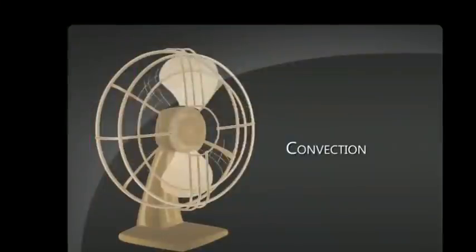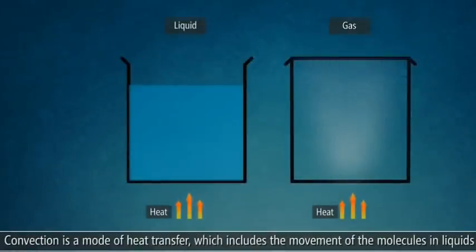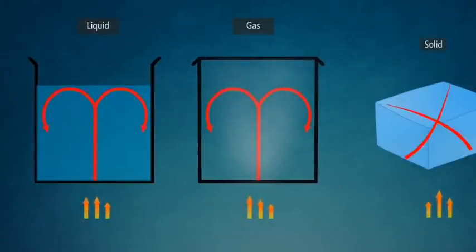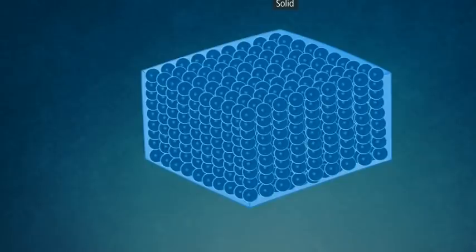Convection. What is convection? Convection is a mode of heat transfer which includes the movement of the molecules in liquids and gases. Convection does not occur in solids because the molecules in solids are tightly packed and are not free to move.